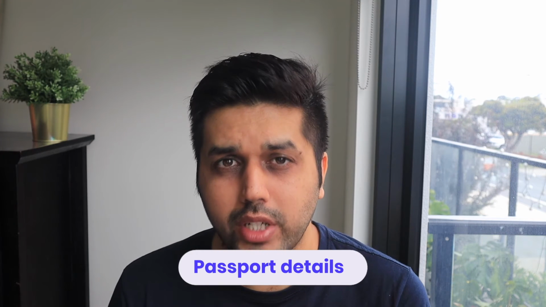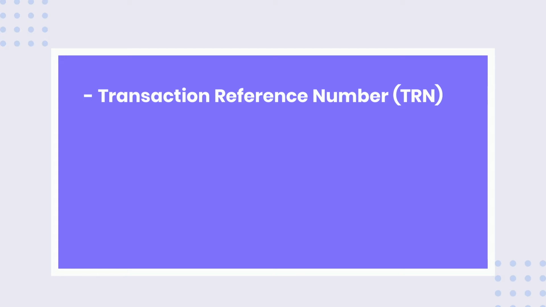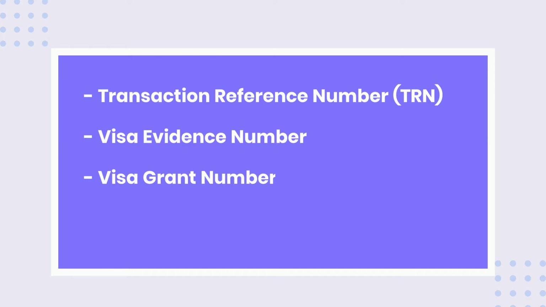Before we talk about how to access VEVO, you will need to have some of these things available. You must have your passport details with you and any one of the following: transaction reference number, also known as TRN, visa evidence number, visa grant number, or a password to log into your ImmiAccount. Most of these details can be easily accessed by yourself by checking the emails sent by the Department of Home Affairs in regards to your visa grant. So let's go through step by step how to access VEVO.